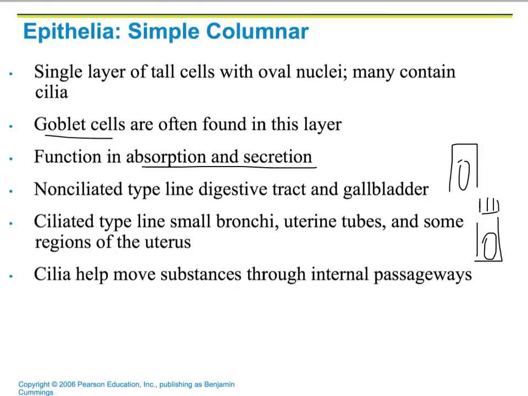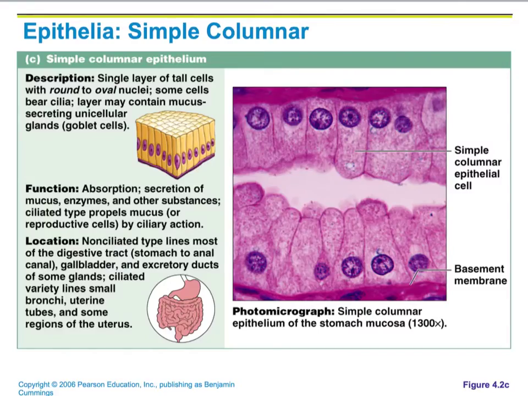And you're going to find that in areas like the bronchi, uterine tubes, and portions of the uterus. And what those cilia do is that they help move and flow things through passageways. Okay, here's a picture of simple columnar, similar to what I drew. You can see these big purple dots are the nuclei.